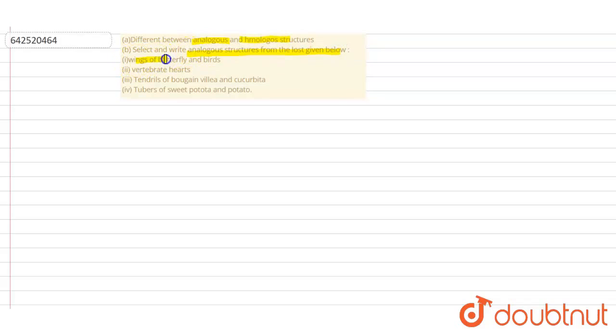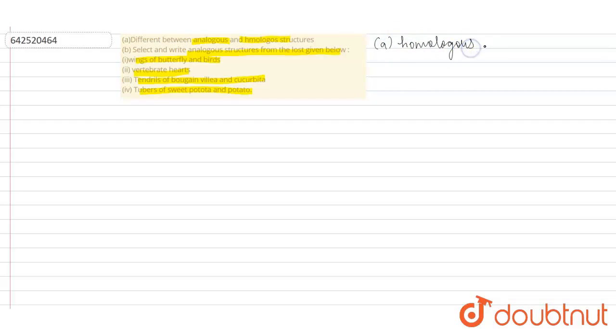First, wings of butterfly and birds. Second, vertebrate hearts. Third, tendrils of bougainvillea and cucurbita. And fourth, tubers of sweet potato and potato. Okay, so let's start with the first one, that is differentiate between analogous and homologous structure. So let's start with the homologous structures.